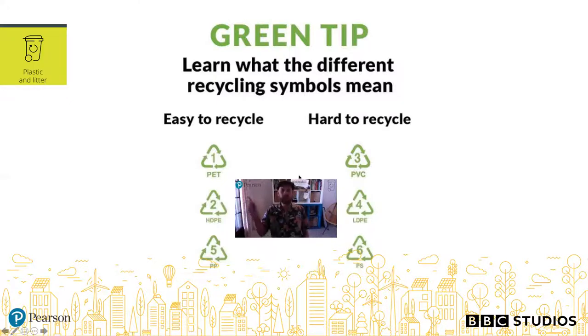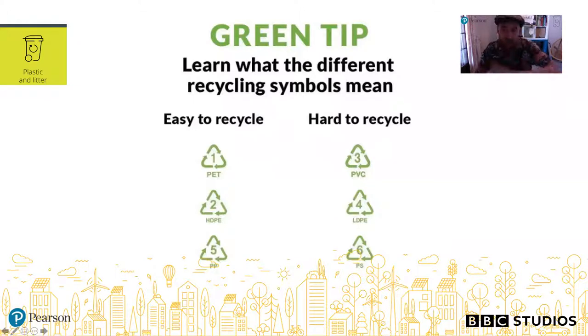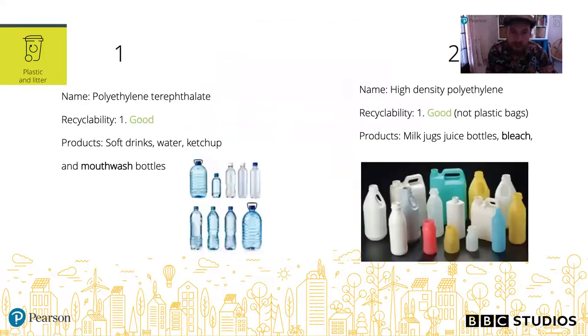These ones here, number 1, number 3, and number 5, are generally quite easy to recycle. These ones, number 3, number 4, and number 6, are generally very difficult to recycle. So when you're looking at the numbers on the sides of your different bottles and so on, beware. Okay, so let's have a look at these different options here. Let's have a quick look. There we go.